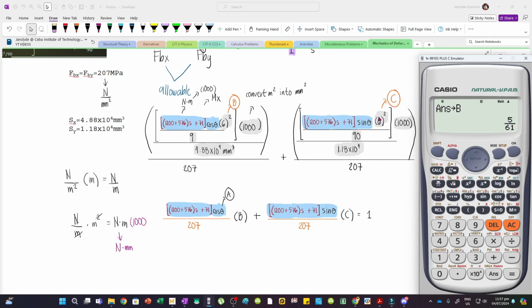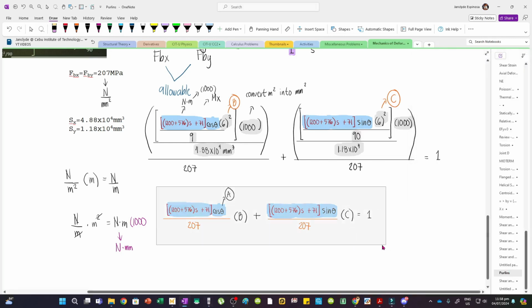Yan. And then, this expression naman, I will store this sa C. So, I have 6 squared times 1,000. Divide ko yan by 90, multiplied by S. So, 1.18 times 10 to the 4th. Press equals, we have this value. So, Shift Store, lalagay ko sa C. So, I will now input this.